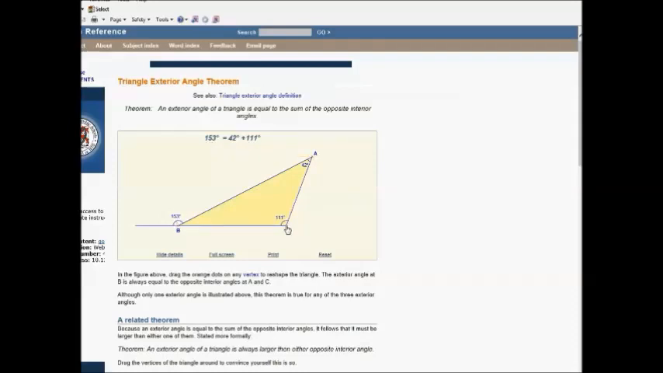I'm going to grab this vertex and drag it to make a different size measurement. 59 and 91. We're adding those two up and it makes 150. 150 is this exterior angle measure. I'm going to make that exterior angle acute. So you can see, it doesn't matter what kind of triangle I have, these two interior angles add up to make this exterior angle. 16 and 58 add up together to make 74, and 74 is this exterior angle. Can you think of why?